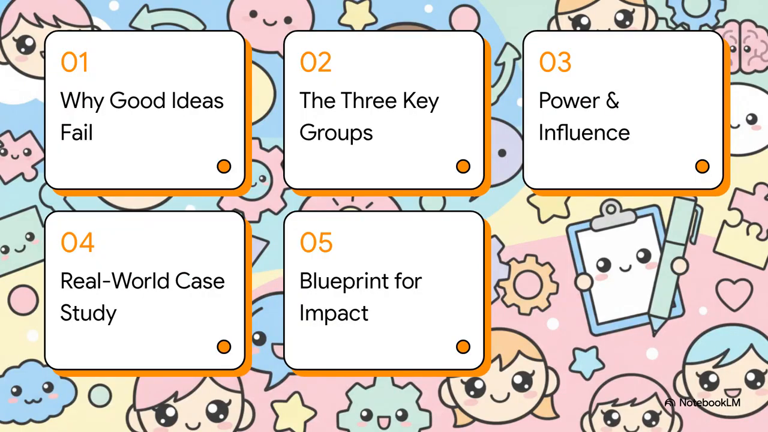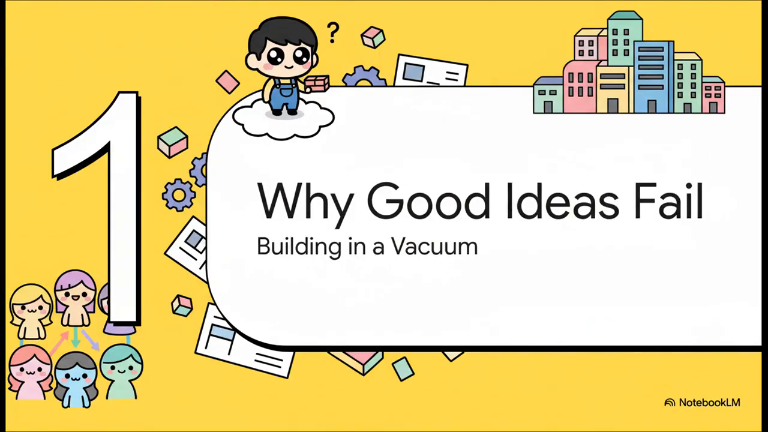Okay, so here's our game plan. First, we're going to dig into why good ideas fail in the first place. Then, I'll give you a super useful toolkit for understanding the 3 key groups you always need to think about. After that, we'll talk about the hidden variable, power, and apply everything to a real-world example. And finally, we'll wrap it all up into a blueprint you can start using right away. So let's jump right into section 1.